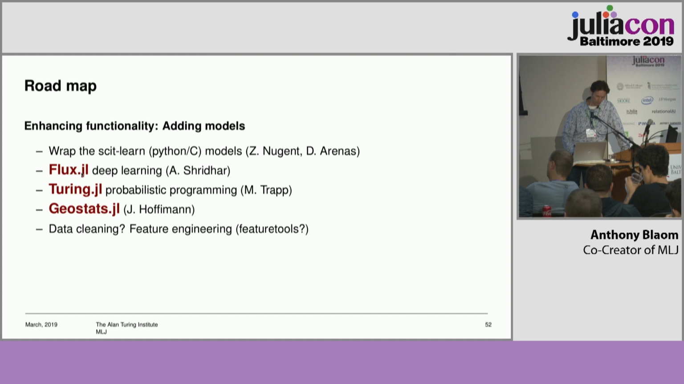We've been interacting with the people at Turing.jl, no association with the Turing Institute, which is a nice and very popular package for doing probabilistic programming. So that's turning out to be challenging, but I think it will be very worthwhile to push along. And there's some interest from the geostats people to do some integration there.